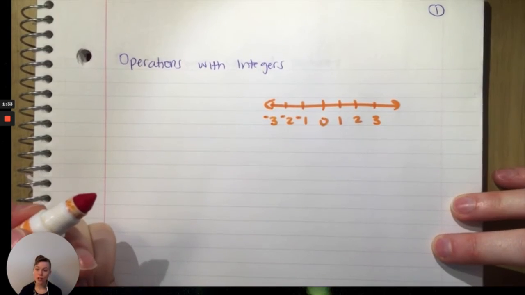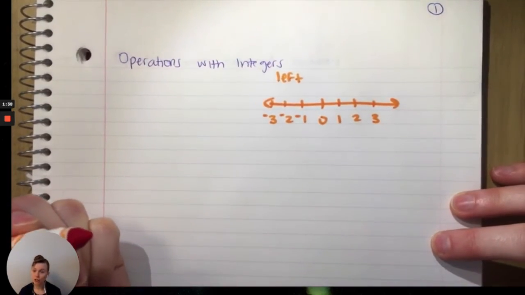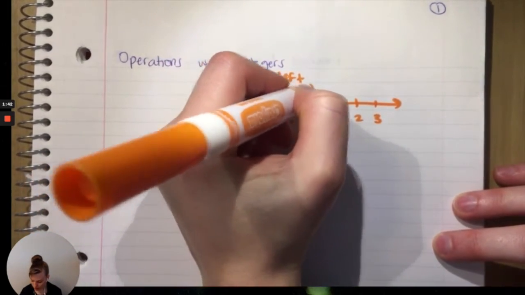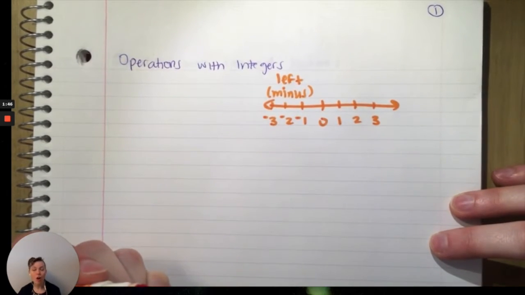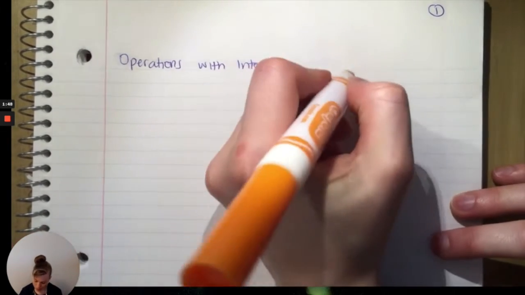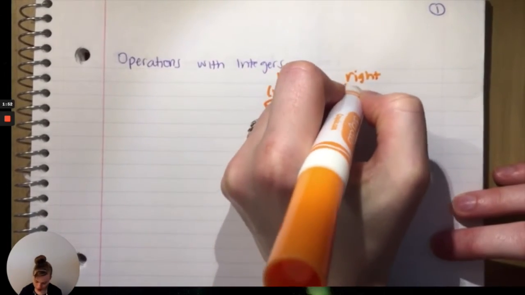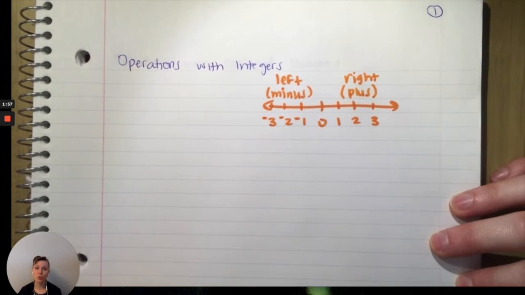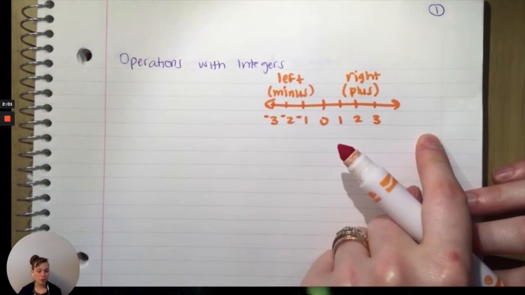I want to note that going left is going more in the negative direction where numbers are less. We typically associate this with our minus sign or a negative sign or subtraction sign. All of those are the exact same thing. And then moving to the right is typically associated with the plus sign because we're going in the positive direction where numbers are larger. So smaller numbers are to the left, larger numbers are to the right.